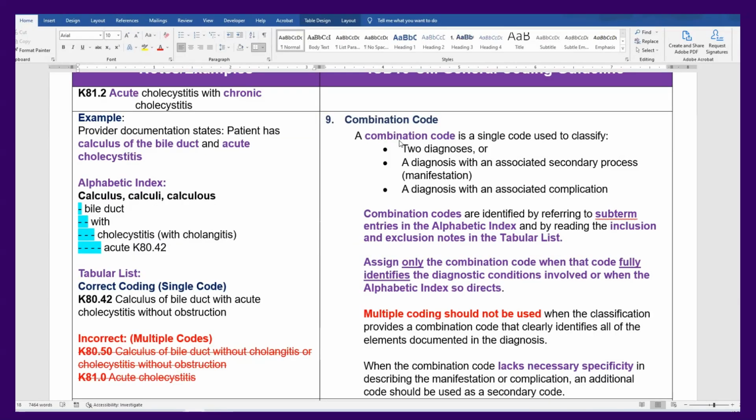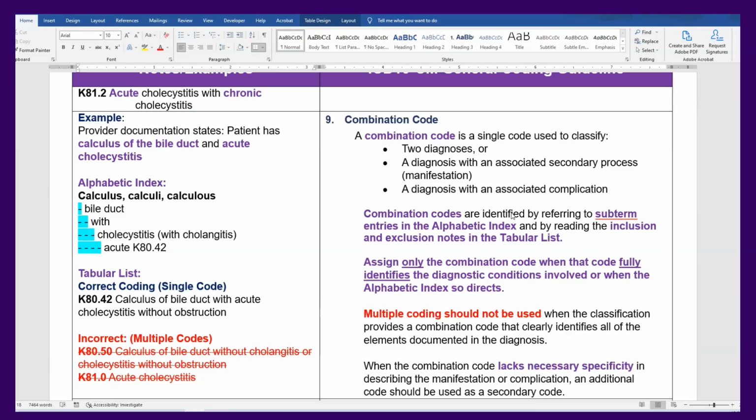So again, we're going to look at a combination code. It is a single code used to classify two diagnoses, or a diagnosis with an associated secondary process, or a diagnosis with an associated complication. So a combination code is pretty much just the opposite. It's going to be one code for two conditions.